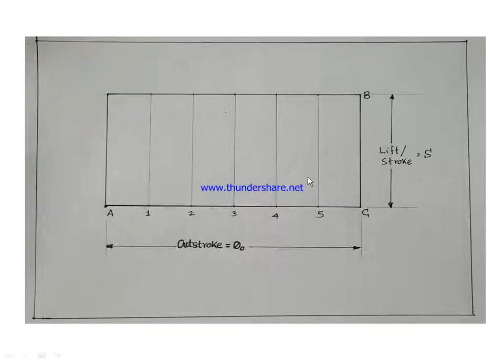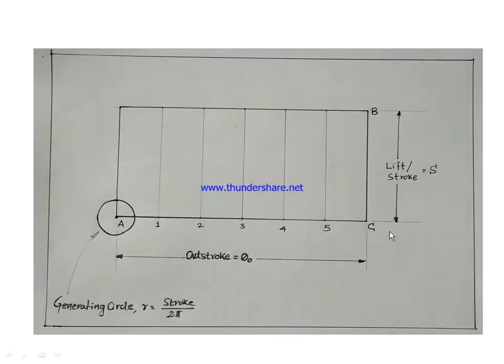If it is 8, it is better, because you will get a smooth curve. After dividing this AC into 6 parts, then draw this generating circle. What does it generate? It generates the cycloid. So this is the generating circle, and what is its radius? R equals stroke divided by 2 pi. The stroke is known here, and divided by 2 pi it will be the radius of this generating circle. Now with A as center and radius equal to this, draw this circle.